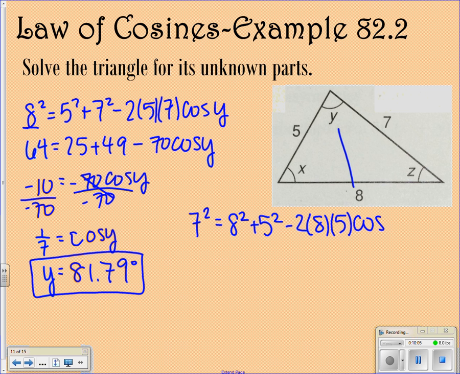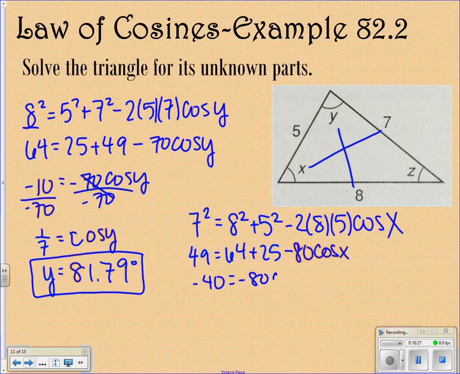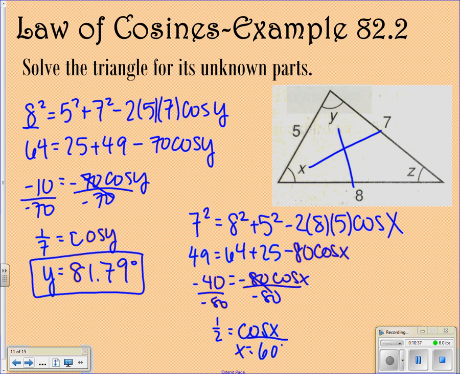And so the angle that we're looking for is now x. So we have 49, and then 64 plus 25 minus, wouldn't that be 80? And then 49 minus 64 minus 25 is negative 40. So divide by negative 80. And I get 1/2 equals cosine of x. Well, that means that x is a 60-degree angle, because the cosine of 60 degrees is 1/2.